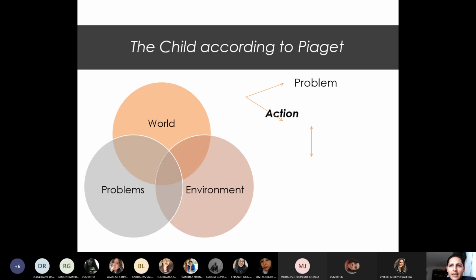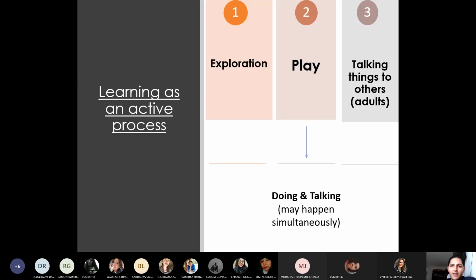Okay. This is a chart, a representation of the child according to Piaget: problems from the environment, from the world, the child takes action, learning, and results of learning. An interaction between the world around the child, the environment, and the problems they might be facing.